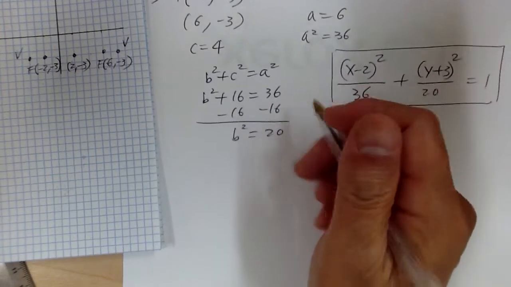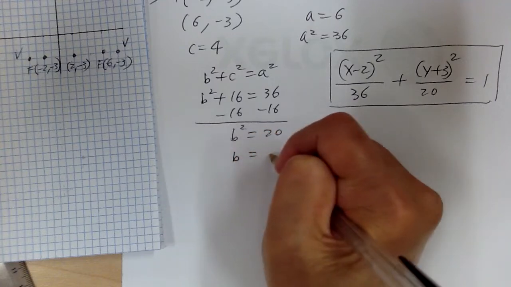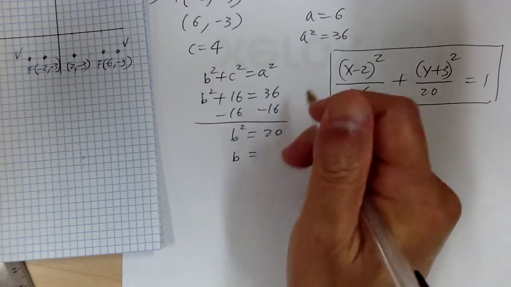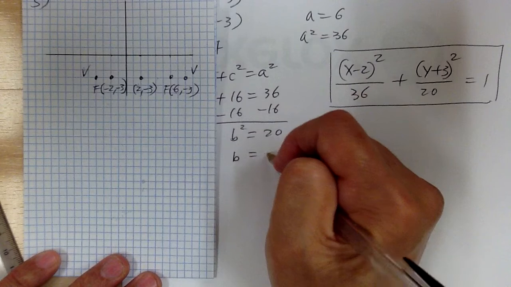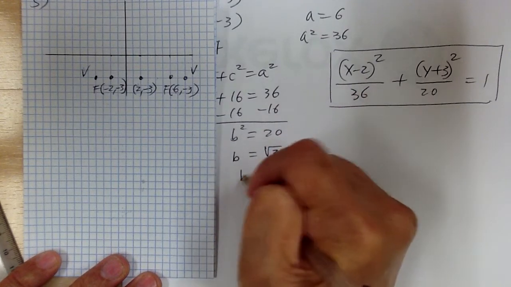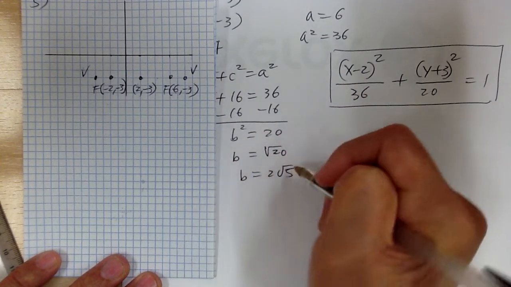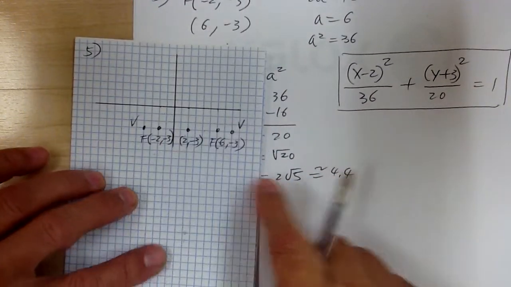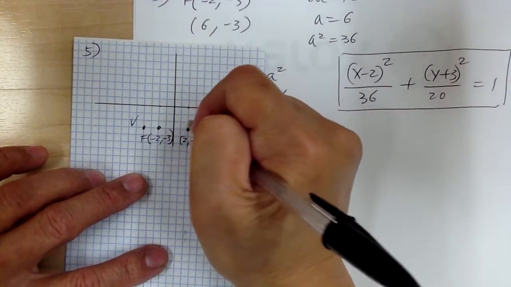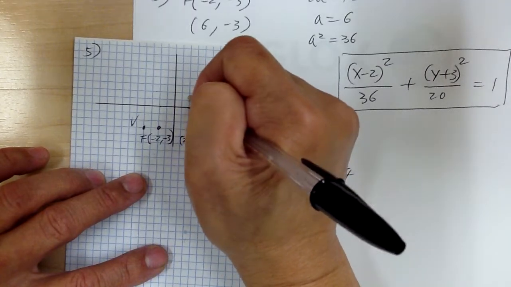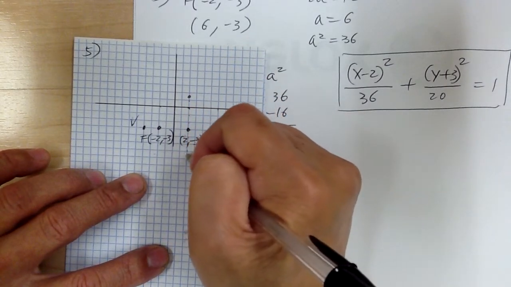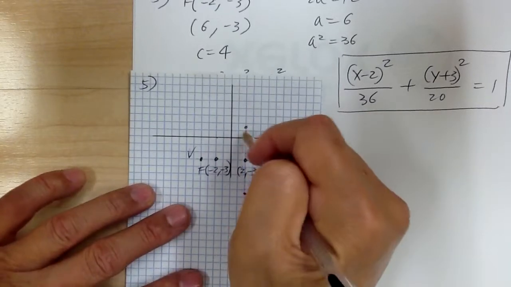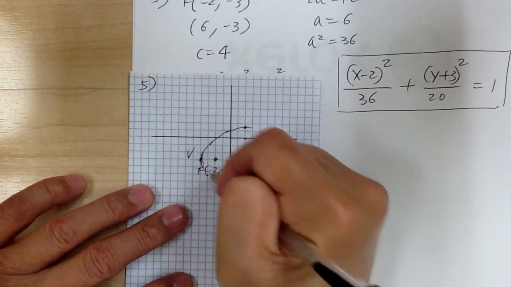Okay. Now if you need to graph, then b will equal the square root of 20. So b equal to 2 square root of 5. So it's about 4.4. Okay. So about 4.5. So from here you can go up 1, 2, 3, 4, 4.4. Go down 1, 2, 3, 4, 4.4. Okay, so your graph will look like this.